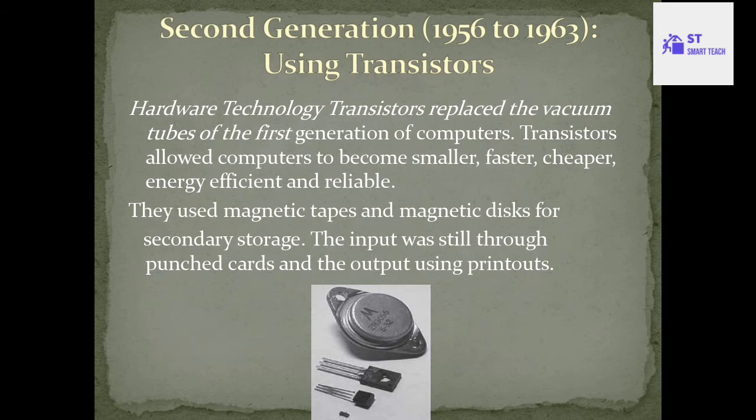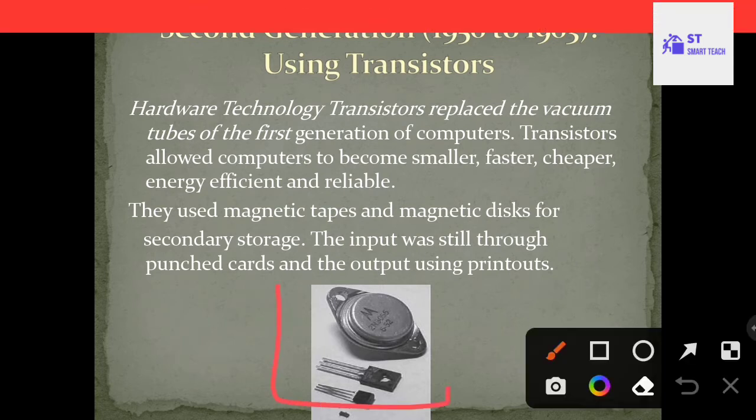They used magnetic tapes and magnetic disks for secondary storage. There are two types of memory, primary and secondary. Primary storage is not permanent, but secondary storage devices are used to store data permanently. The input was still through punch cards and output using printouts. So in the first generation and second generation, input and output are the same. This is the image of transistors.